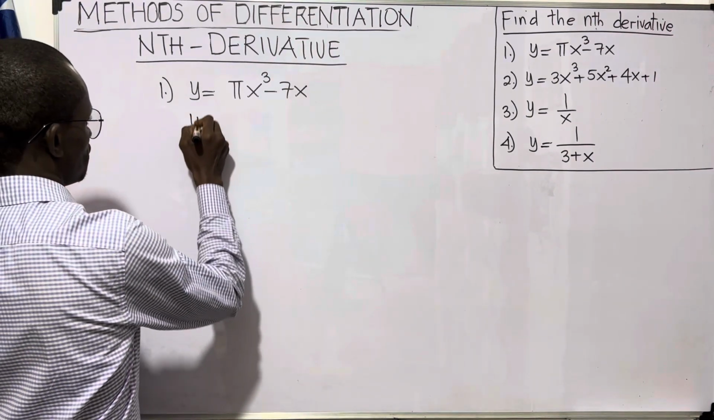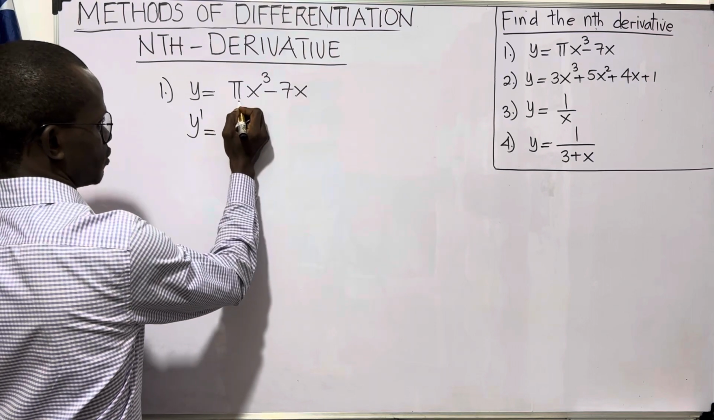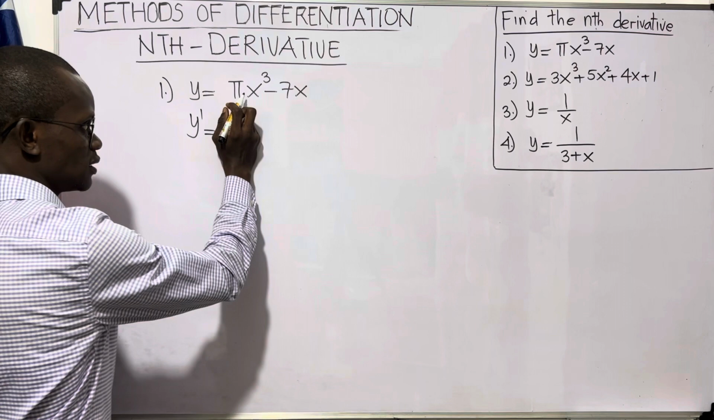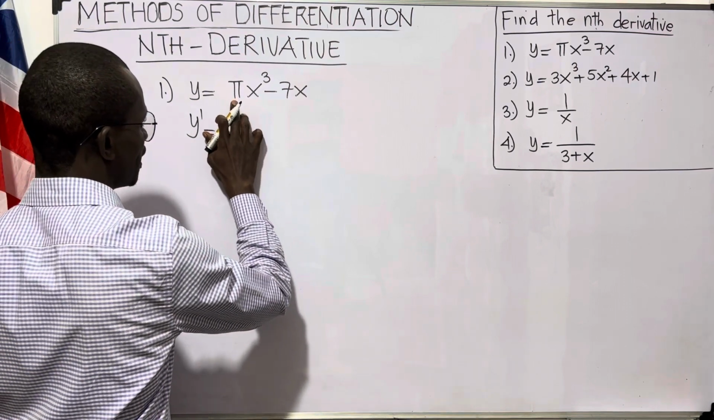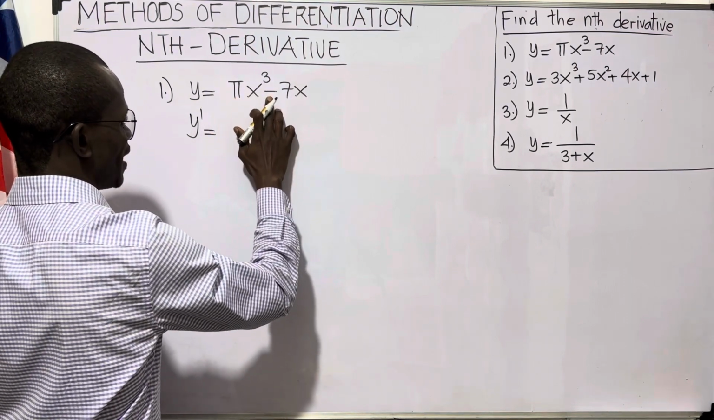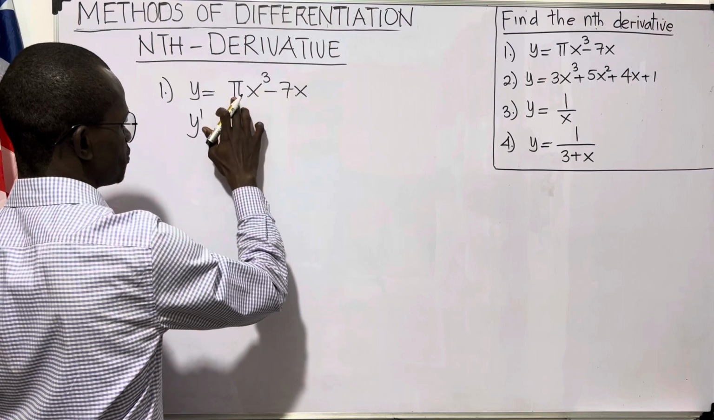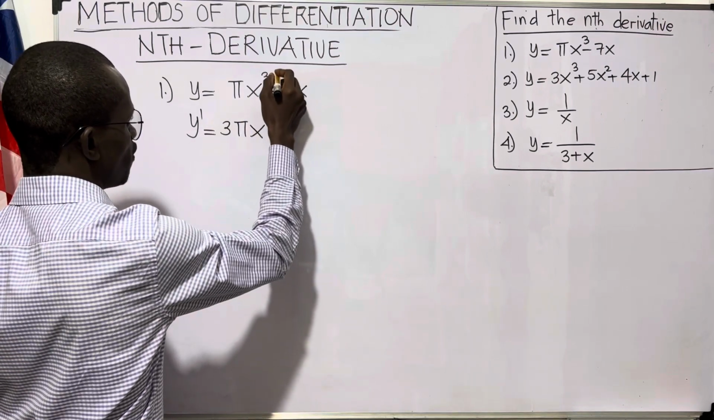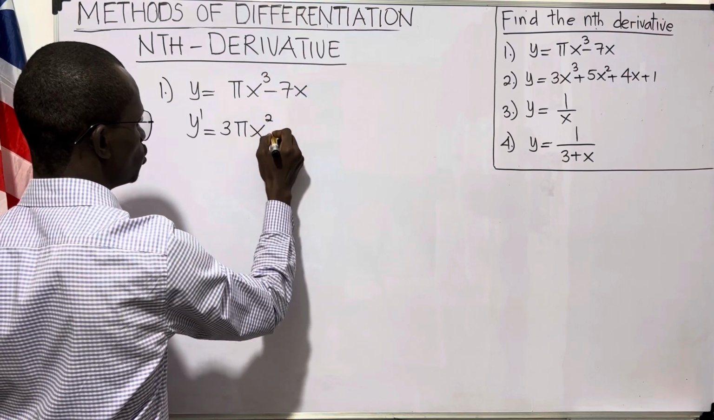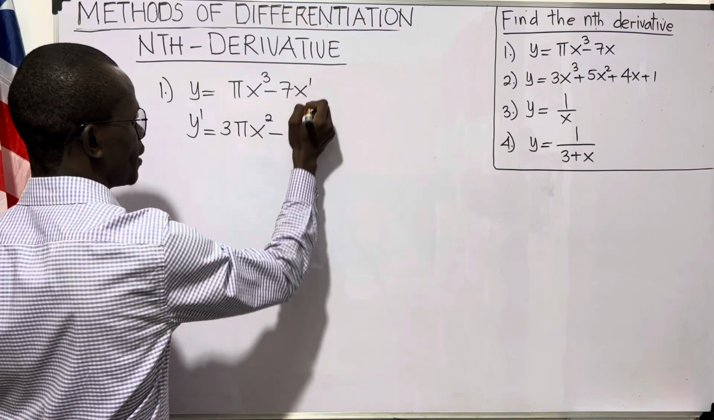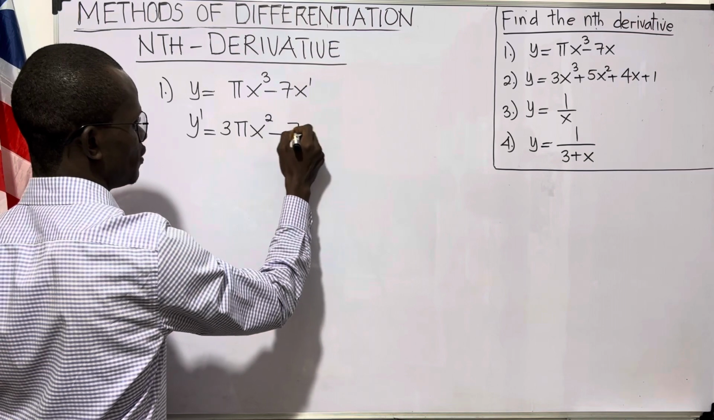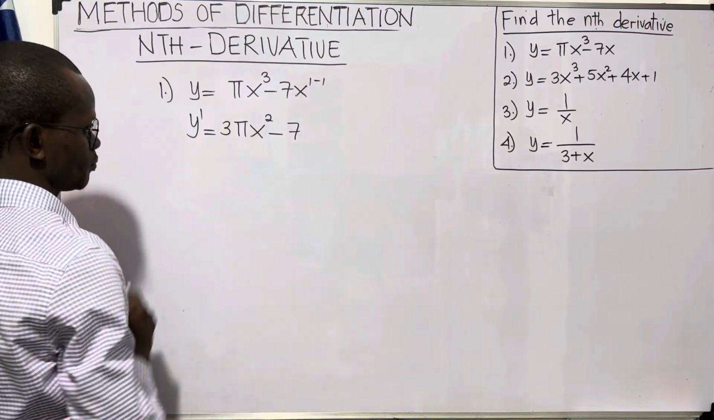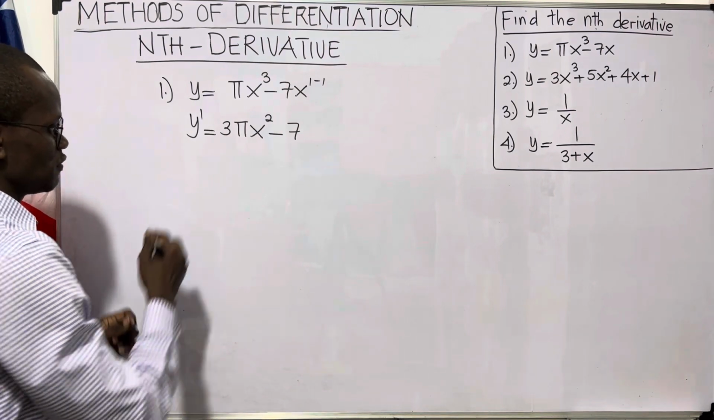So we find the first derivative, y prime. Now consider that this pi is a constant. So you have pi x cubed minus 7x. It's 3 times pi, which is 3 pi x, and we subtract 1 from the 3, which is 2. Minus, the power is 1, 7 times 1 is 7, and subtracting 1 from the power is 0. x to the 0 power is just 1. So we found the first derivative.